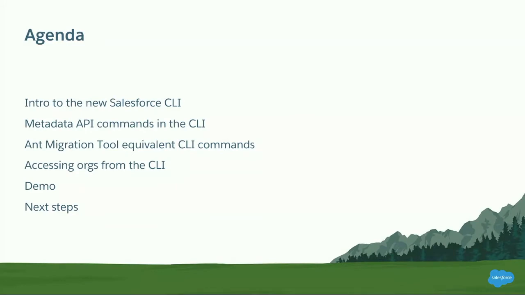So I'm going to go through a bit about some of the highlights of the new command line interface. We'll talk about the metadata API commands that are available from within the CLI and how those relate to the Ant Migration Tool tasks that you're probably using today. We'll talk about some ways and improved mechanisms for connecting and accessing various orgs that you may want to be working with. We'll go through a quick demo. I'll show you some of how this works, and then we'll talk about next steps.